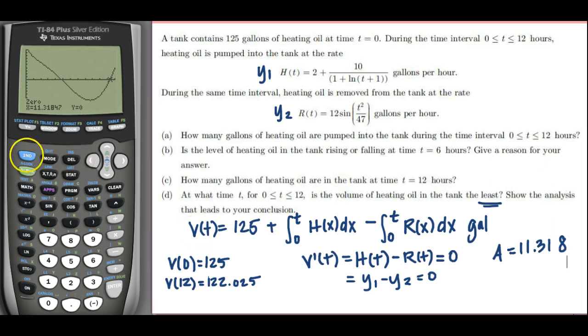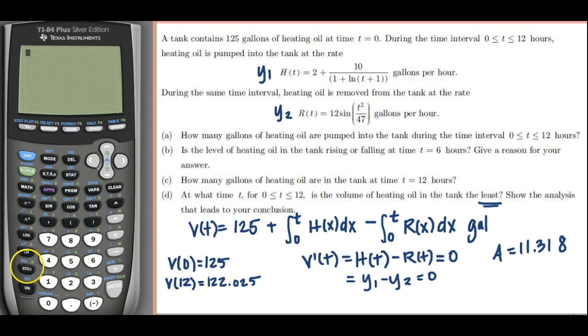So now let's remember, we go to second quit immediately, hit store immediately, and then choose a letter. So if I choose A, I have to know I'm rewriting over the other A that I stored. So now A is this 11.318 value. So that's the critical point.